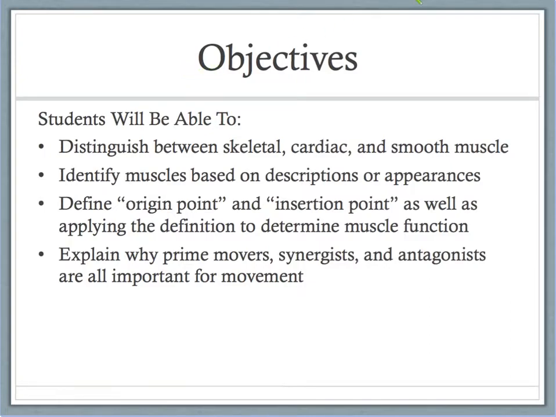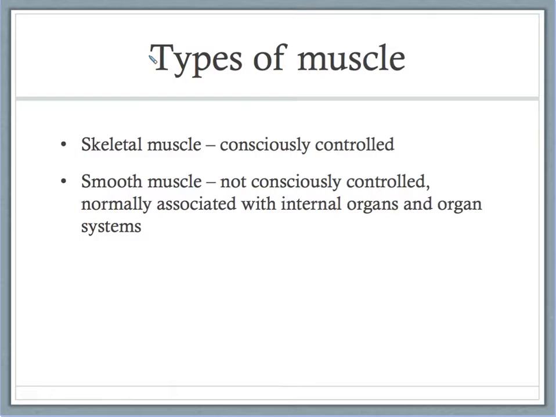So at the end of this lesson, my goal is for you to be able to distinguish between the three types of muscles: skeletal, cardiac, and smooth muscle. You'll be able to identify them based on their descriptions and appearances. We're going to look at origin and insertion points and apply that to how muscles function. And we're going to explain what we mean by prime movers, synergists, and antagonists, and how those relate to movement of our body. So here we go.